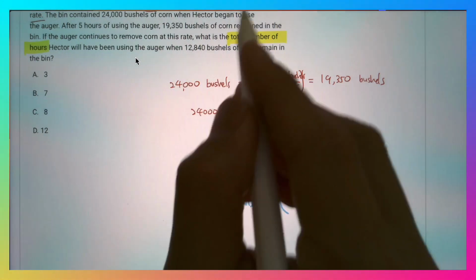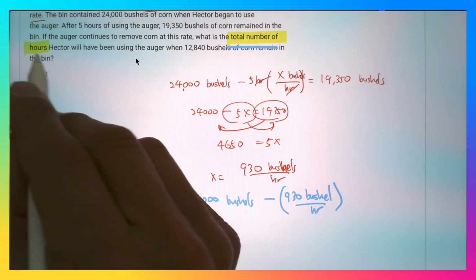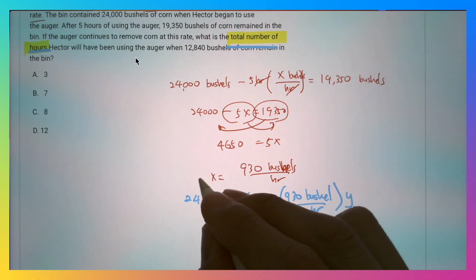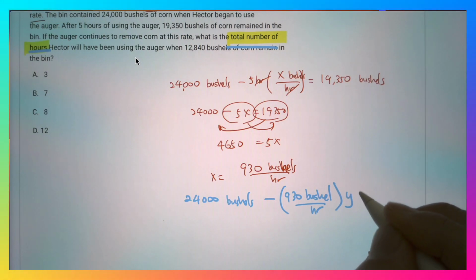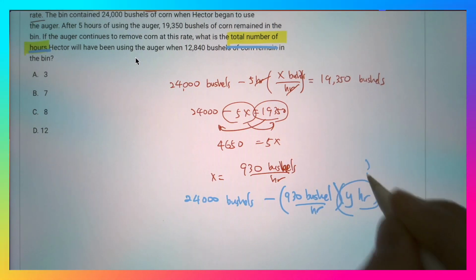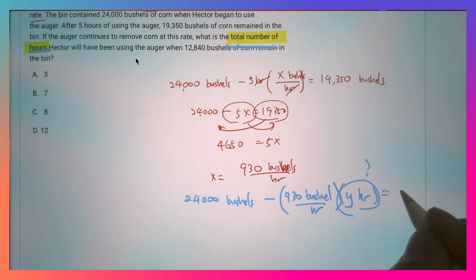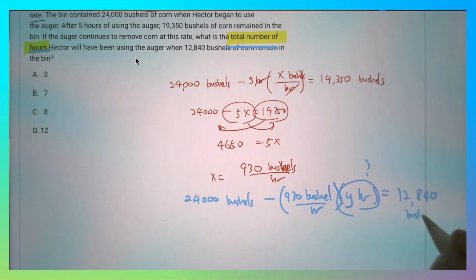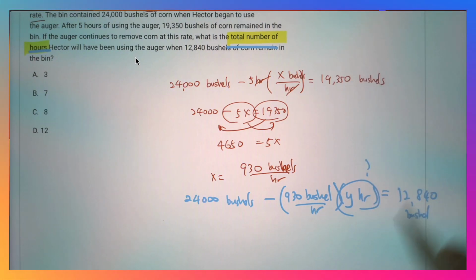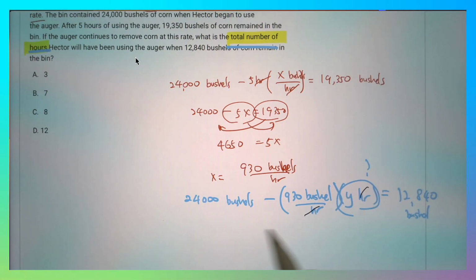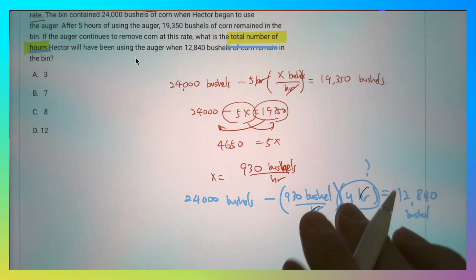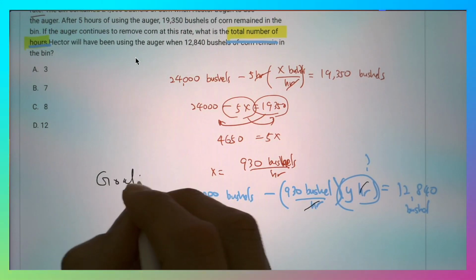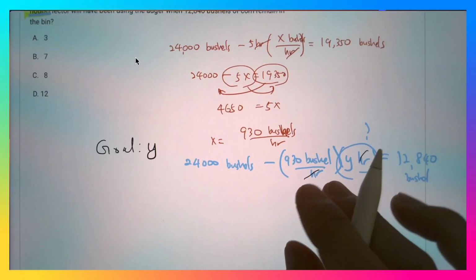And we need to find the number of hours. So I highlighted for you the total number of hours. So we'll call it y hours so we don't get confused with the previous variable x. Y hours, and that's our goal. And then it gives us 12,840 remains, the bushels. So we don't have any conflict with the unit. Hours cancel, bushel minus bushel gives you bushel. So let's look for the y. Y is our goal here. The goal is y, variable y.